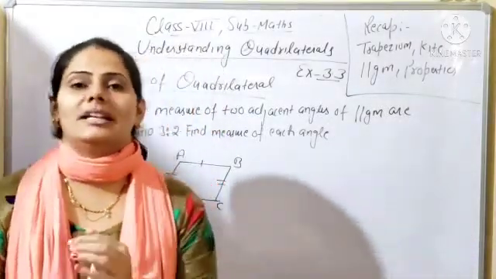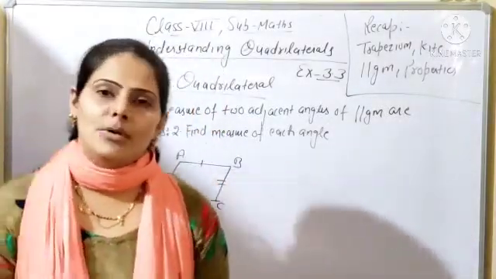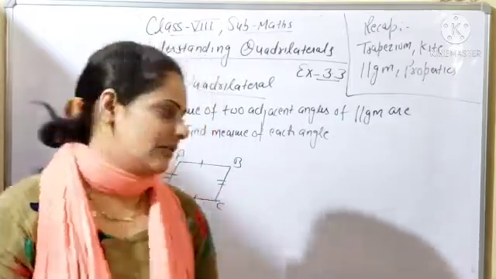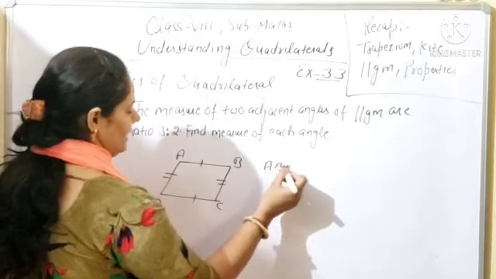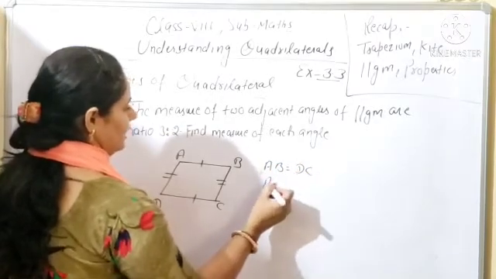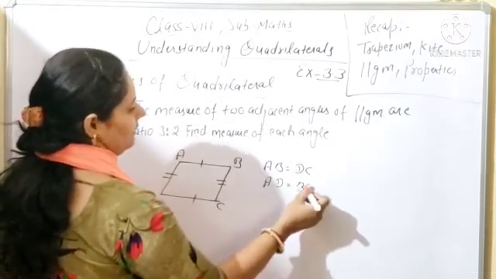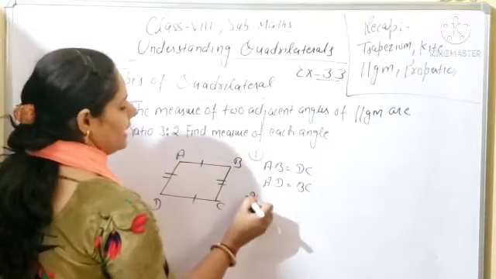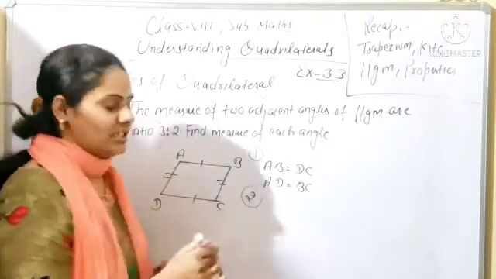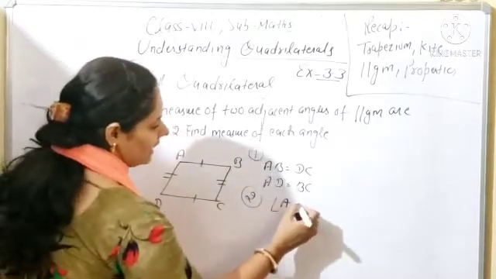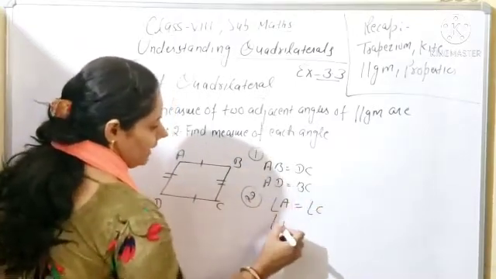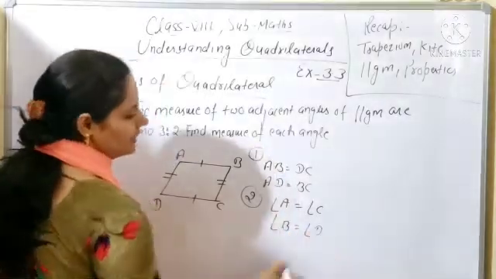What are the properties of parallelogram? First property, opposite sides of a parallelogram will be equal. It means AB will be equal to DC, and AD will be equal to BC. Clear? Second property I have told you, opposite angles will also be equal. Angle A is opposite to angle C, so angle A will be equal to angle C and angle B will be equal to angle D.